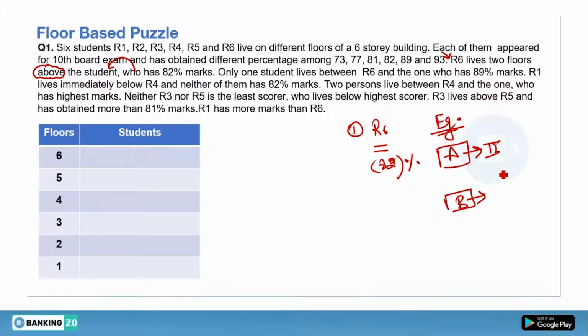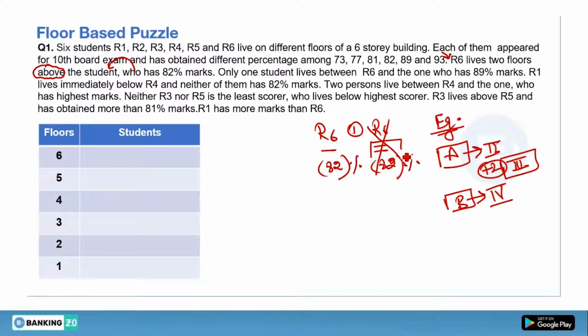So 2 floors above A means we have to add 2 in this. If I add 2 in this, what will I get? I will get 4. So it simply means between A and B there is a gap of only 1 floor, that is the third floor. Similarly, in this case also there will not be a gap of 2 floors between R6 and the 82% mark student. There will be a gap of only 1 floor between R6 and the 82% mark student.